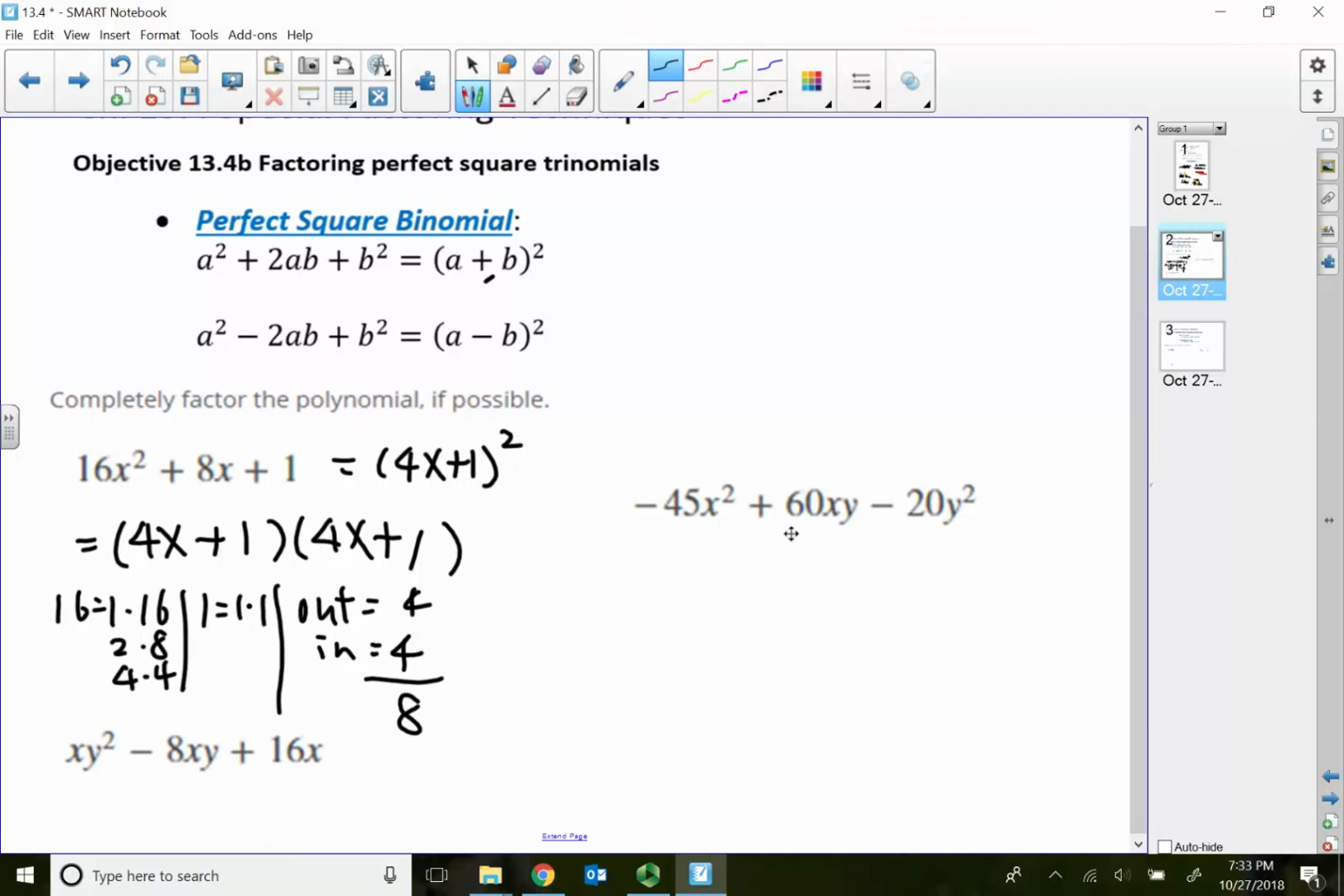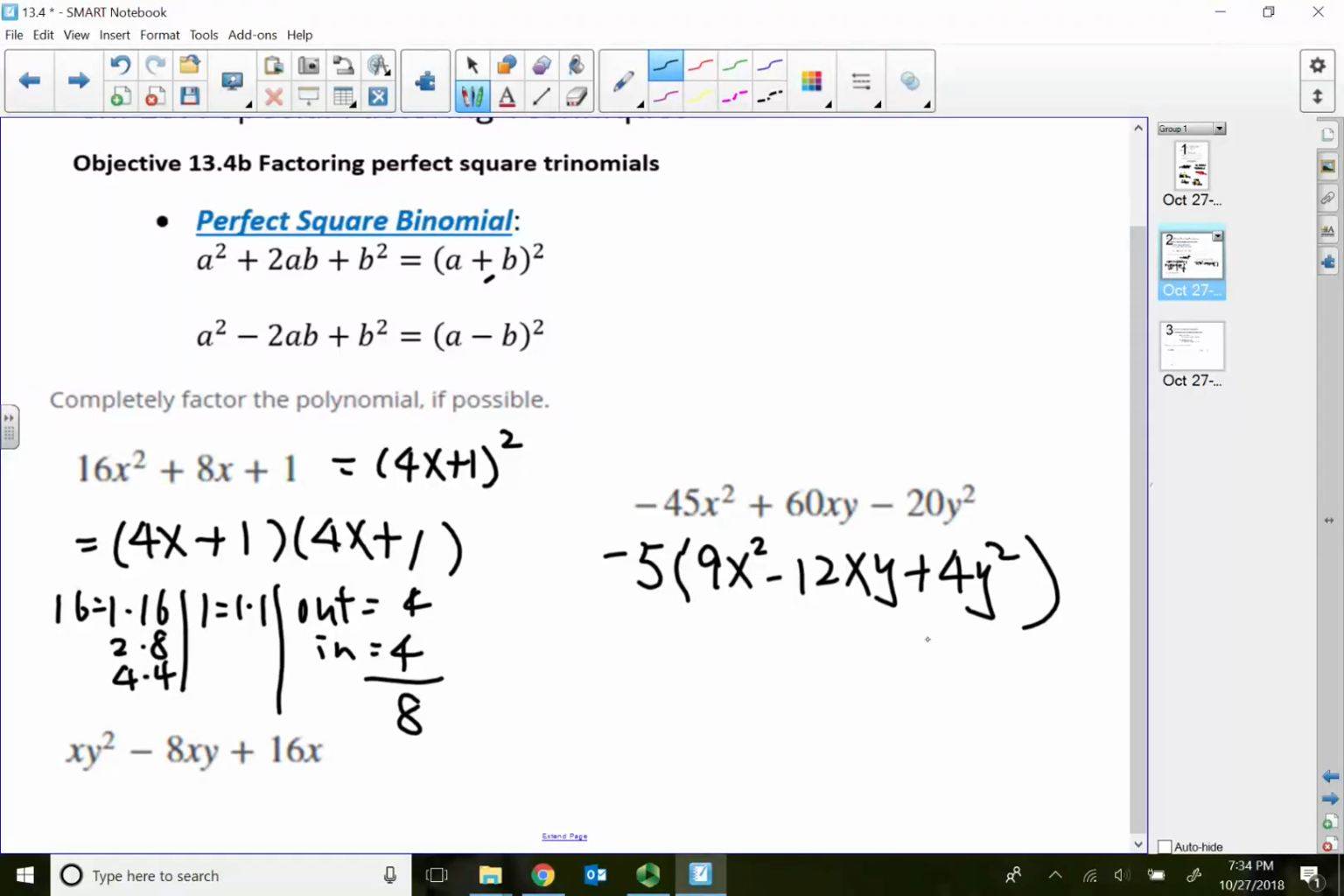All right, this problem has two different variables. I'm using x squared up front and y squared on the back. I'm going to make my first term positive. Here I do have a greatest common factor. By looking at it, I know I can factor out a 5. So I'm going to factor out a negative 5 to make my first term positive. If I factor out a negative 5, that will be 9x squared minus 12xy, and negative 5 going into negative 20 is positive 4y squared.